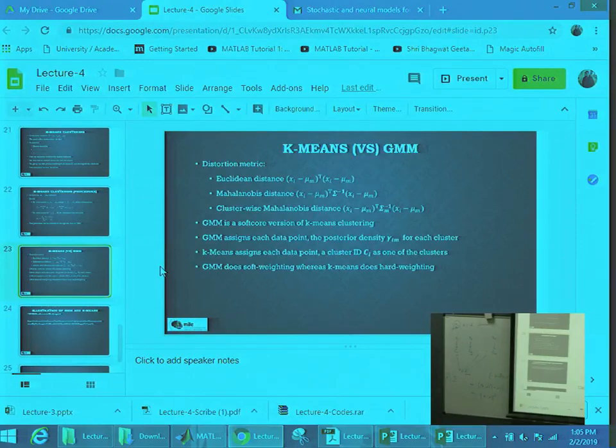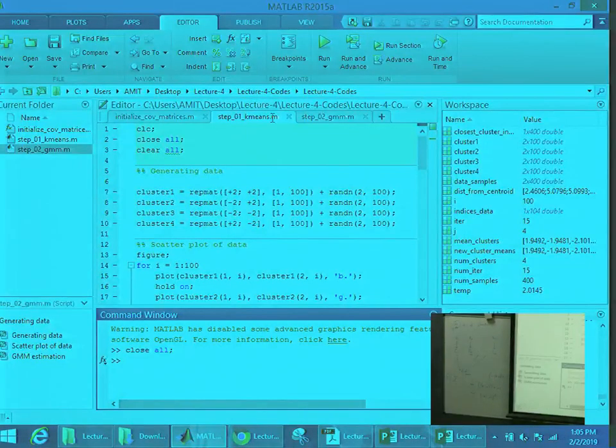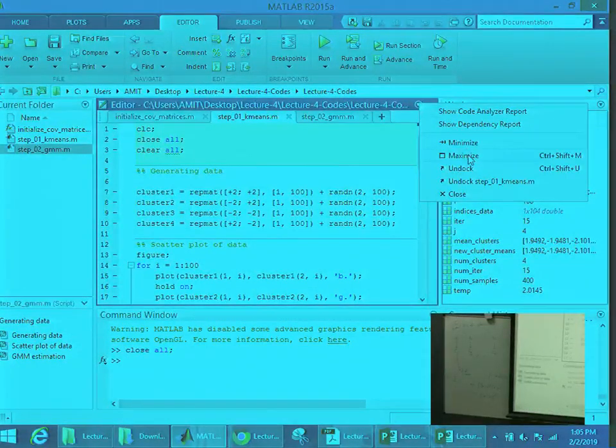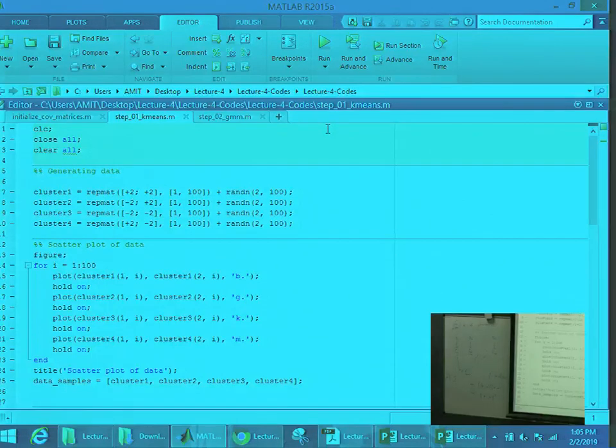Okay, we'll quickly go through the code. First, let's see how k-means performs. Meanwhile we will go through the code.